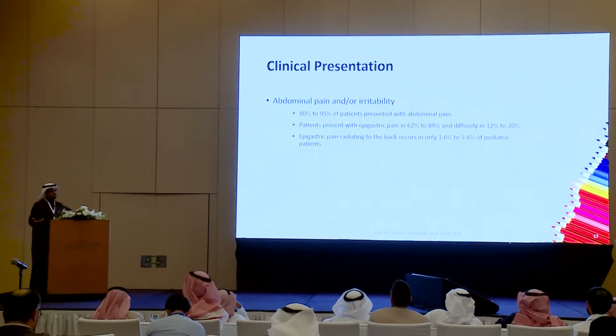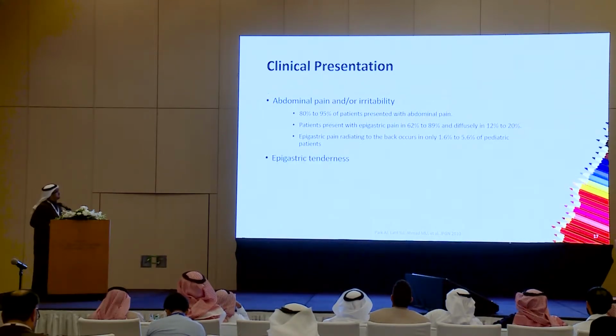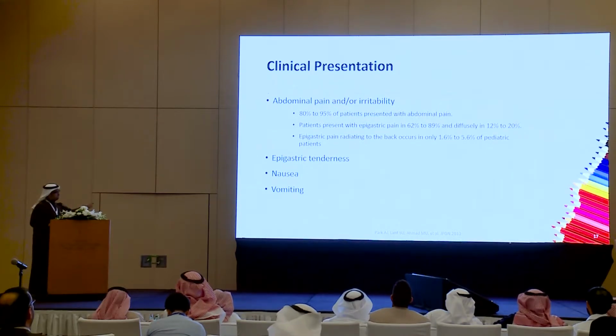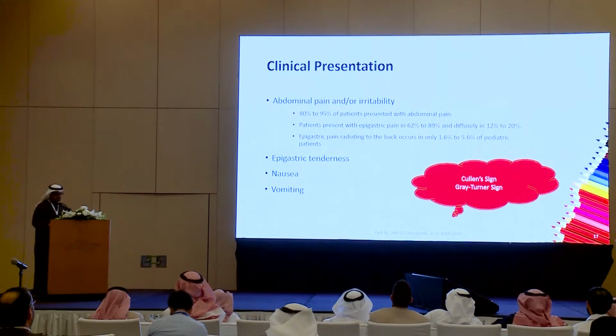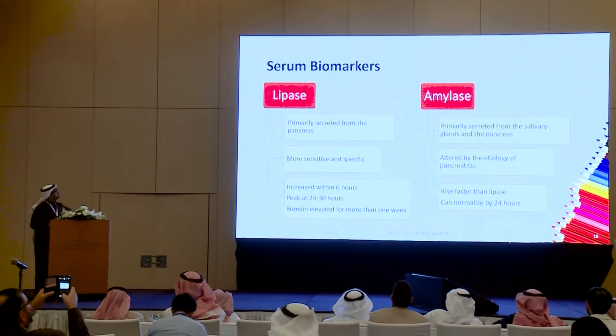And you know, children, sometimes it's difficult for them to give you the right answer. Regarding radiation to the back, it is just seen in 5%, so it's not necessary. Epigastric tenderness, nausea, and vomiting are other common presentations. And don't forget the specific signs like Cullen sign and Grey Turner sign. However, they are not seen frequently.